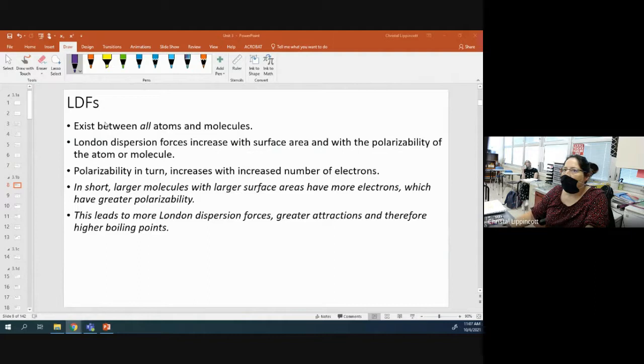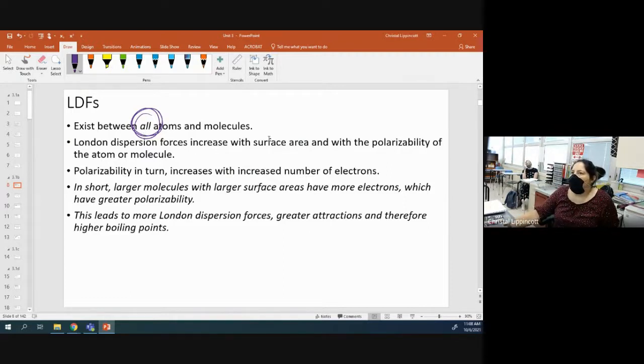All right, LDFs exist between all atoms and molecules. So when they ask you what IMFs are present in a substance, the first thing you write down is LDF. You don't think about it. You don't question it, because it's going to be there. It's going to have LDF. It may not have the other stuff, but it's going to have that, darn it. So make sure that you get that one down. It'll be there.